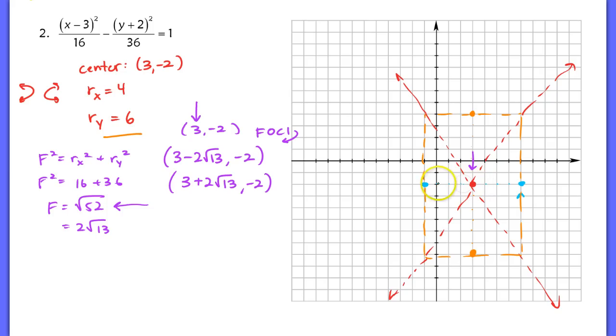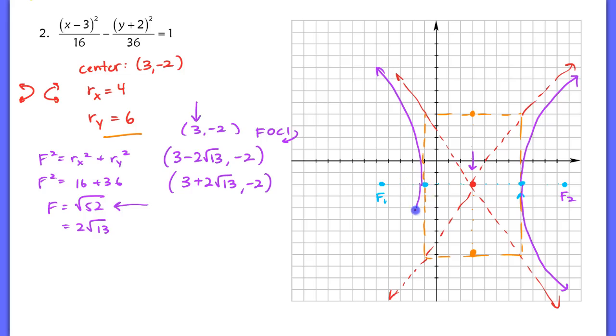So we go 1, 2, 3, 4, 5, 6, 7, and about right here. That's one of the foci. Do the same thing on the other side. So 1, 2, 3, 4, 5, 6, 7, and a little bit over here. That's your other foci. So now we can draw in the hyperbola. Let's label that as F2. We can label the hyperbola and draw that in. It's going to tend towards its asymptotes, like so.